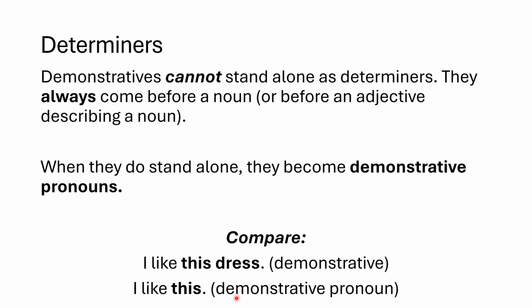The demonstrative this, as in this dress, points out the specific noun being referred to. So this dress, not the other one. It shows proximity, which is closeness or distance in space. It also adds emphasis. The demonstrative pronoun this, as in I like this, works as a pronoun. It stands alone and takes the place of the noun.